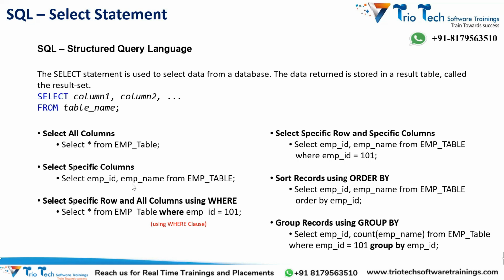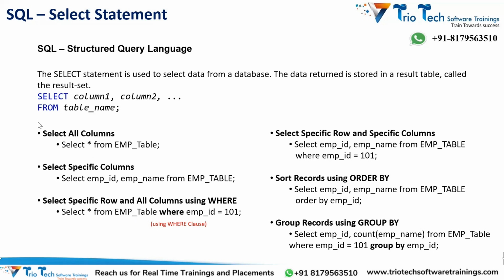I want employee ID and employee name from the employee table. Okay, clear so far? Yes. Third option: there is an employee table which contains 20 rows and 10 columns. What I want is all 10 columns to be displayed, but only for a specific person's record. So there is a new keyword, that is WHERE, that we are using.